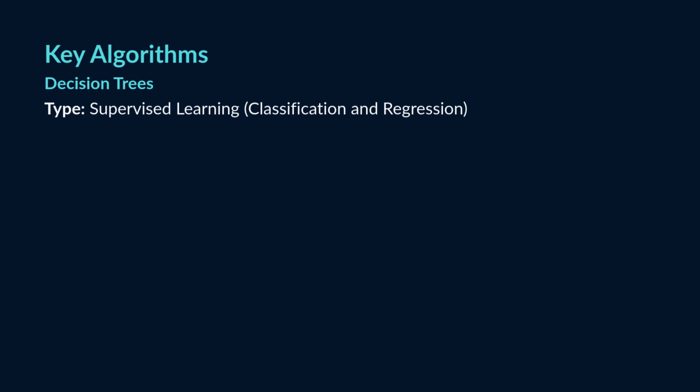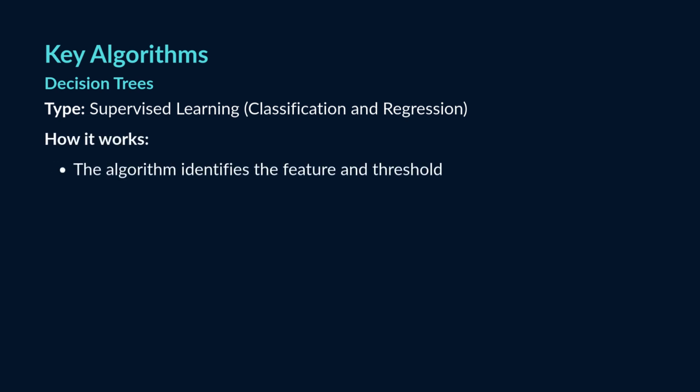Decision trees. Type is supervised learning, classification and regression. Decision trees are versatile algorithms that split data into branches based on decision rules. They make predictions by following a series of yes or no questions leading to a final output. How it works: the algorithm identifies the feature and threshold that best splits the data to separate different classes or minimize prediction error. It repeats this process, creating branches until it reaches a stopping condition such as maximum depth or minimum samples in a node.